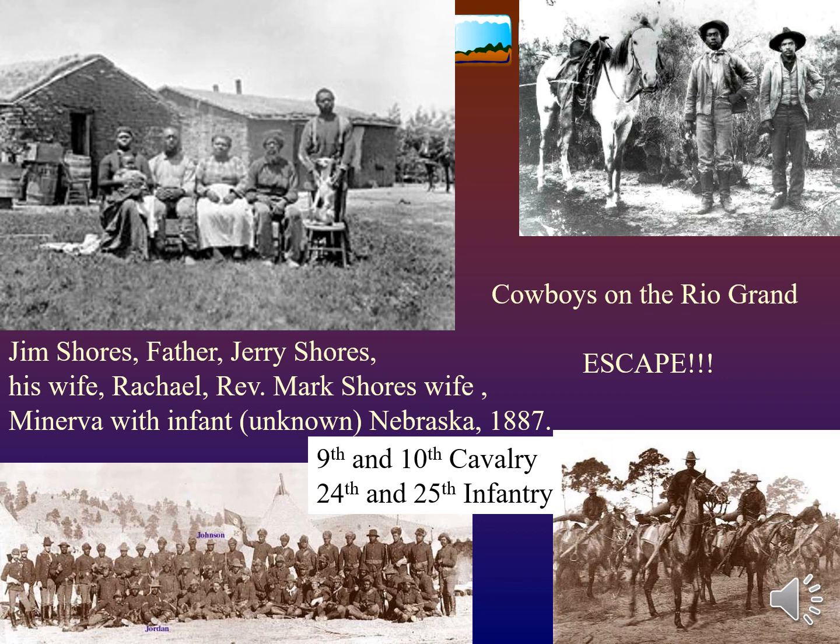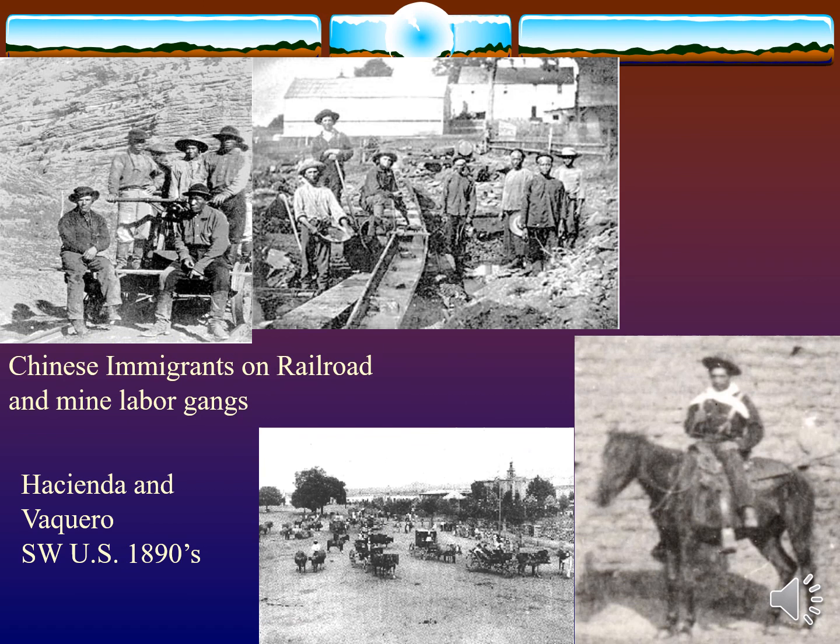So let's continue on with image analysis of people that are going to the West. These upper two pictures here are Chinese immigrants on the railroad and a mine labor gang. I had a student do a report one time on image analysis, and they picked the picture there on the far left. And they said, see, these are African Americans in the West. And I kind of had to say, sorry, you should have talked to me about this.